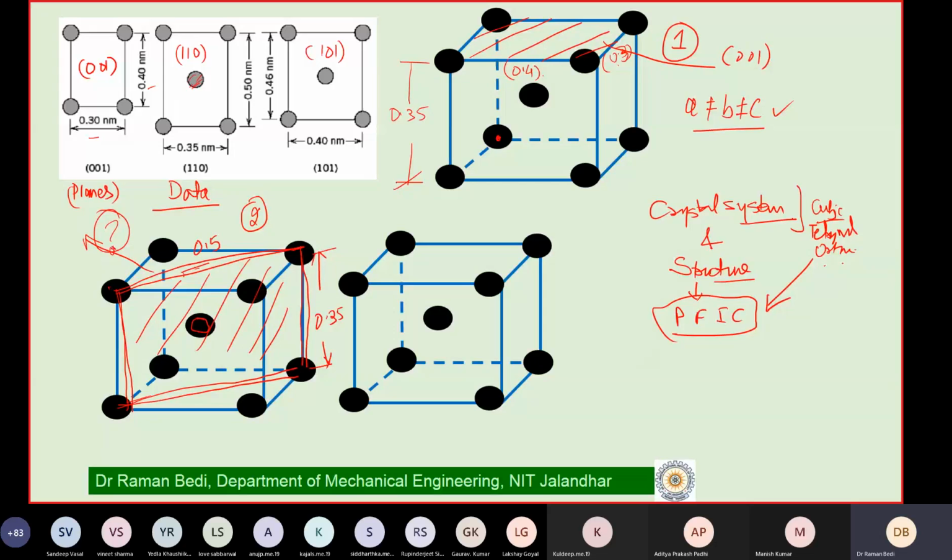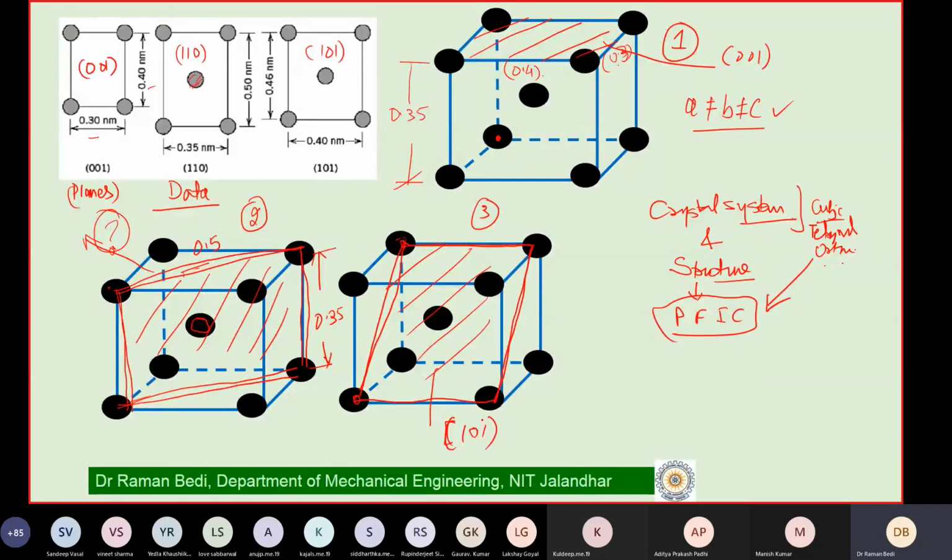Okay, let's mark the third plane. 1, 0, 1. Where is that? Let's show it on picture 3. 1, 0, 1: parallel to y-axis, one intercept on x, and one intercept on z. Parallel to y-axis means this is the plane. So this is your plane which we are referring to as your 101.